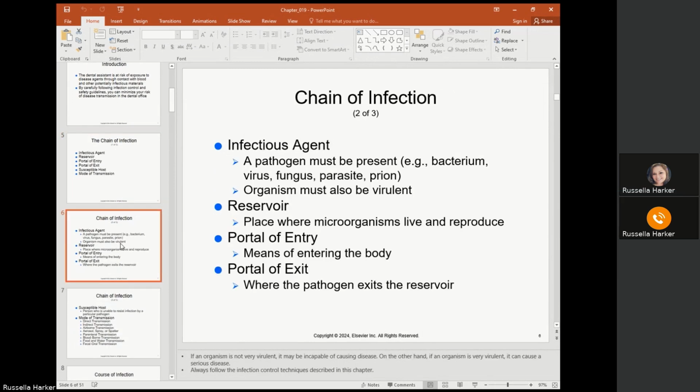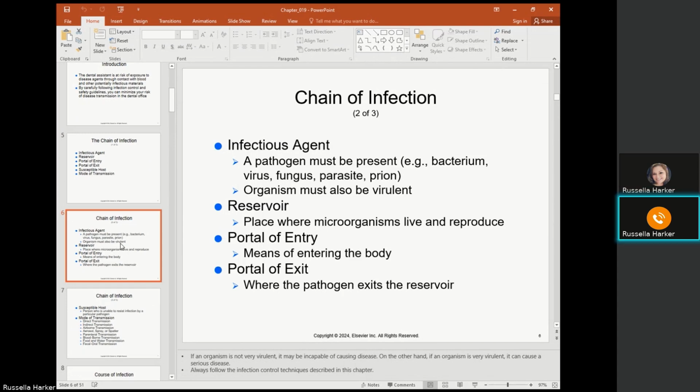So the infectious agent is the pathogen. It can be bacteria, a virus, a fungus, a parasite, or a prion. It can be any of those things, but the organism has to be virulent. Virulence means that it has to be enough of the pathogen or a strong enough pathogen to make us sick. So that's our number 1 link.